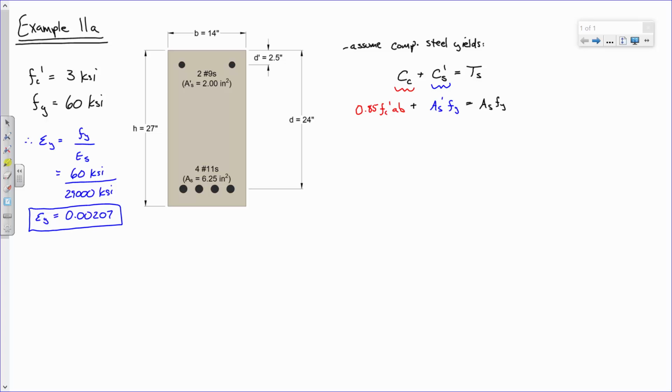Everybody with me? Now, what don't I know in this equation? A. I don't know A, right? So how would I solve for A? Well, I can subtract this over, right? Can I factor something out? Fy. Both of these terms have Fy, and then divide. So I propose that A is (As minus As prime) times Fy over 0.85 fc prime b.